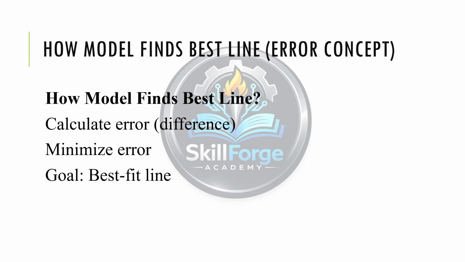Now we'll try to understand how the model finds the best line. The model looks at the difference between the actual value and the predicted value. This difference is called error. For every possible line, the model calculates the error. Then it tries to reduce the error as much as possible. The line with the smallest error becomes the best fit line. And this process is how the model learns from data.